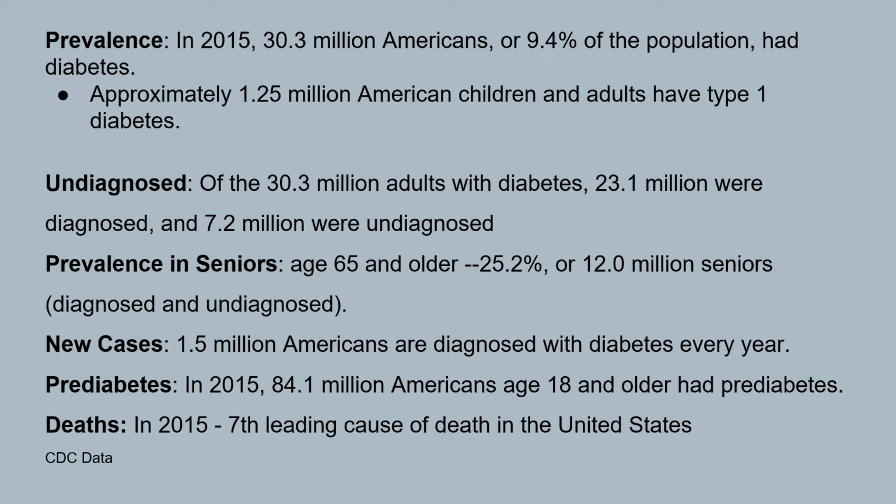It's quite prevalent in the over 65 group, 25% of that population. 1.5 million Americans are diagnosed with diabetes every year. And 84.1 million adults 18 and older had pre-diabetes, which, depending on where you look at it, may also be reclassified as high risk for diabetes. And it's the 7th leading cause of death in the United States.